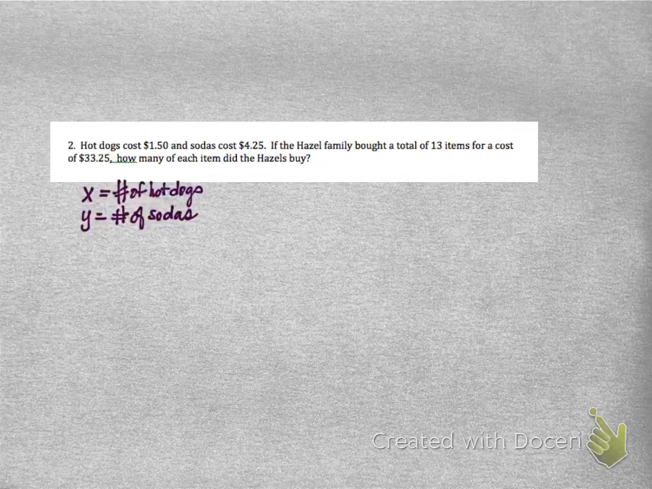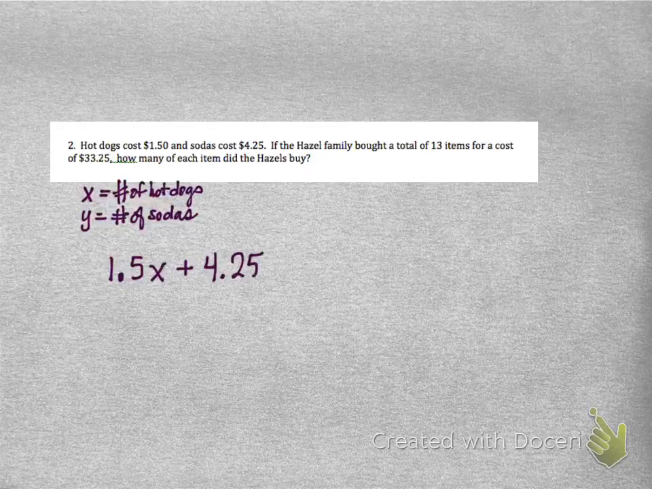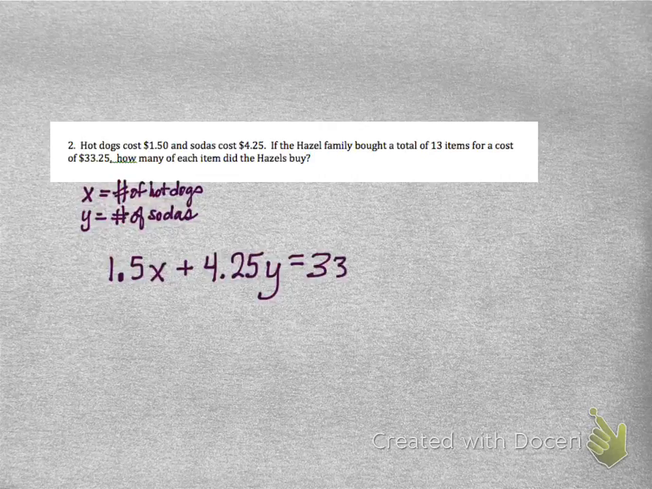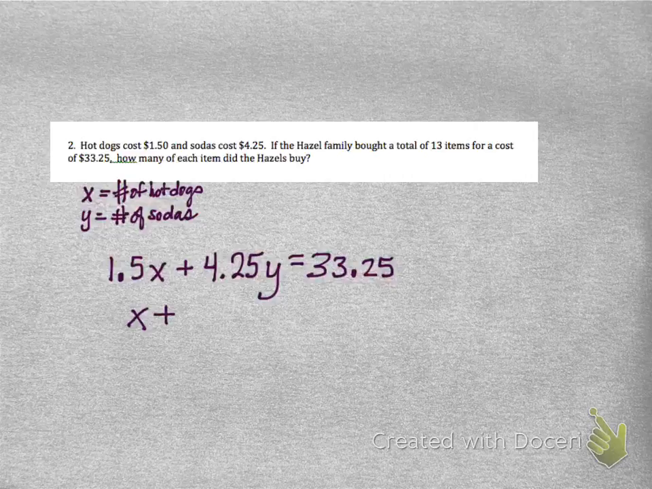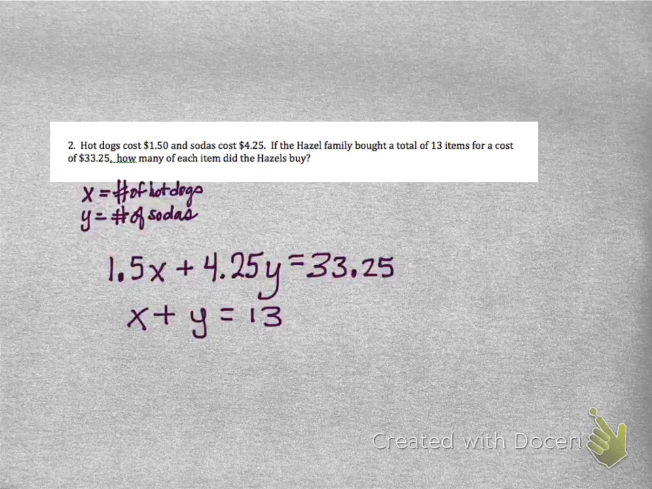And so I want to write two equations based on the information that I have. And if I'm looking at cost, then I have $1.50 for the number of hot dogs plus $4.25 for each soda, and that is equal to the total that they spent, which is $33.25. And then when I'm looking at just the number being 13 items, that means the sum of my items is 13. Now, this set of equations would be a little awkward to do elimination with because, you know, what am I going to multiply by? That just gets a little weird.